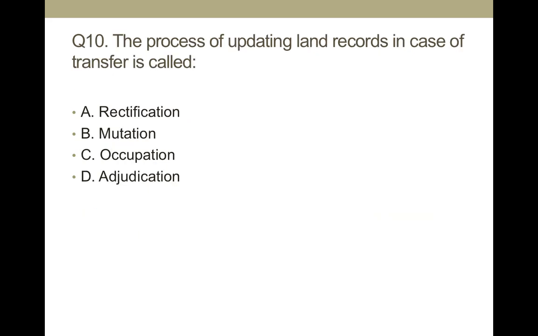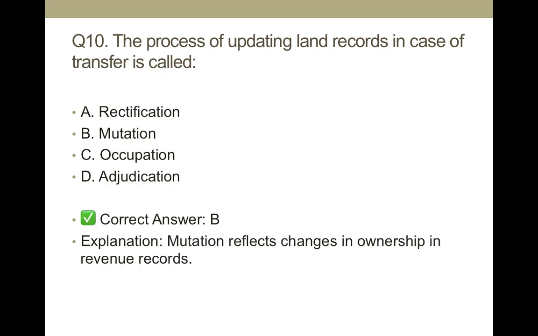Question 10. The process of updating land records in case of transfer is called option A, rectification, option B, mutation, option C, occupation, and option D, adjudication. So correct answer is option B, that is, mutation reflects the changes in ownership in revenue records.